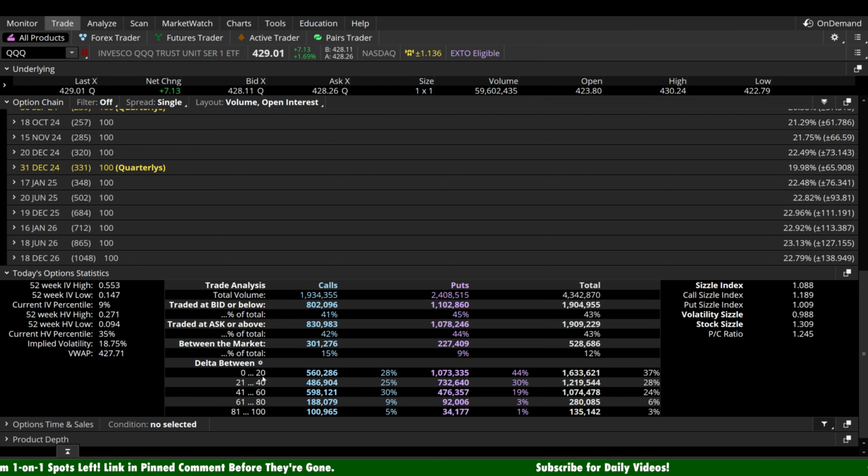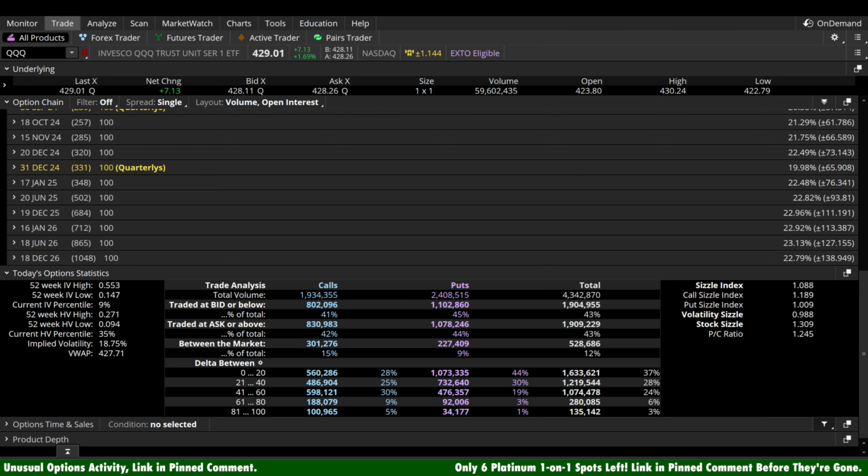Now, short-term speculators, how do we get that? We look at the 0 to 20 delta range, because at 0 to 20 delta, those are going to be, on both call and put side by the way, further out of the money, typically shorter dated, cheaper, gambly style, short-term speculation style calls and puts. And if we look at the volume, we can gauge the sentiment. So you see here, 560,000 calls, 1.07 million puts. We're seeing just about double the short-term bearish speculation as we are seeing short-term bullish speculation.